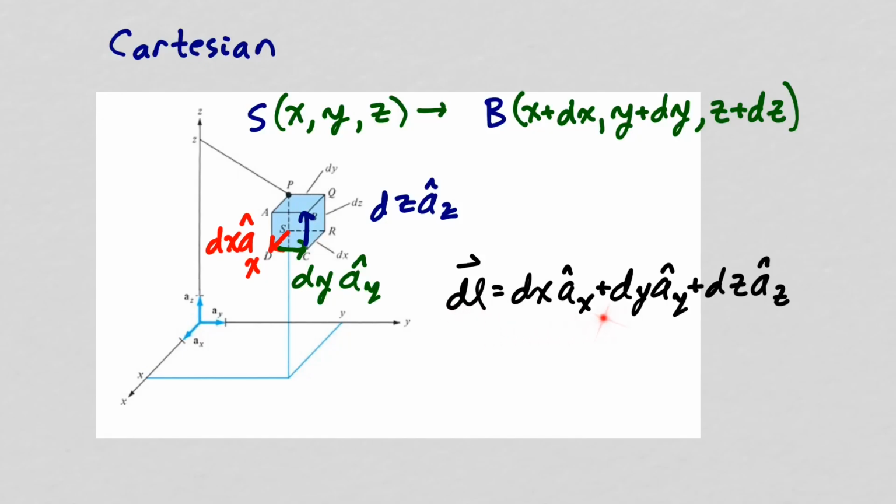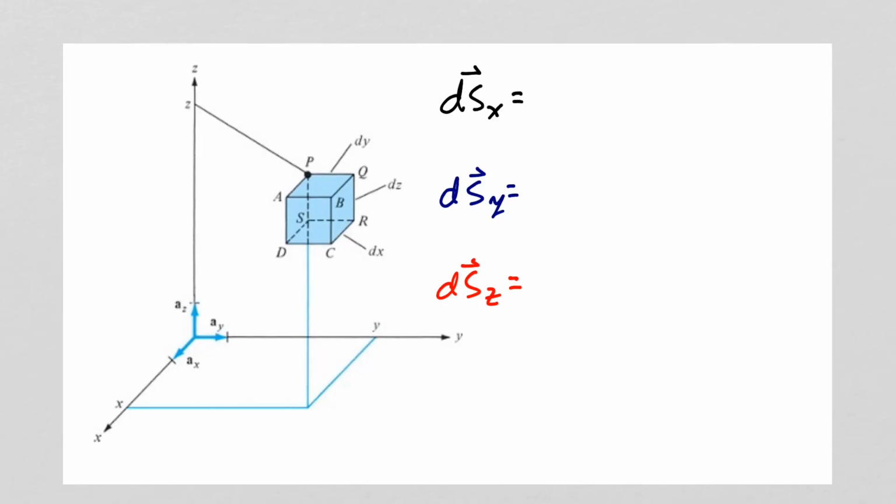So our differential volume will just be the volume of this differential cube. So the differential volume is equal to dx dy dz. We're going to have three differential surfaces, and we're going to define these as vectors. The directions of our differential surfaces will be the unit vectors that are normal to those differential surfaces.